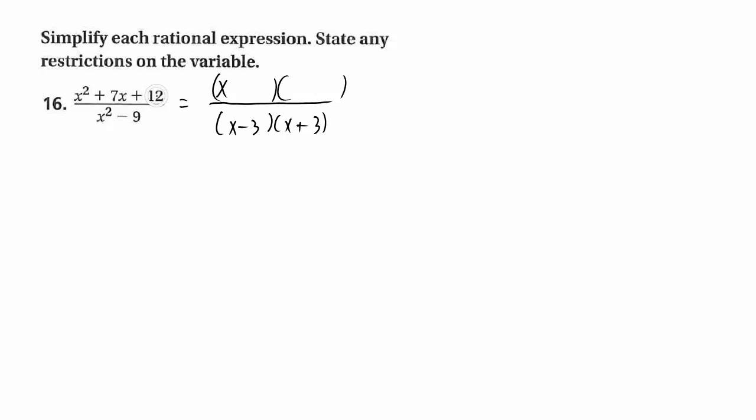So you want to find products of the 12 is the product, the 7 is the sum. So 4 and 3 are the numbers that are going to work out there. So if anything reduces or cancels out, however you want to say that, or simplifies is really what it is, you want to do that. So these two factors get eliminated. So what's left is x plus 4 over x minus 3.